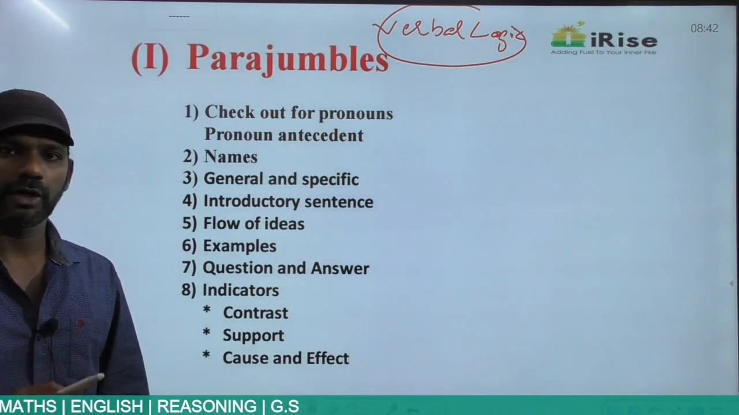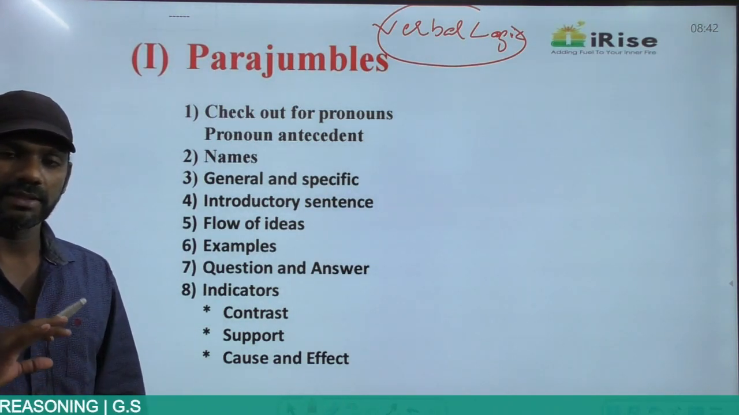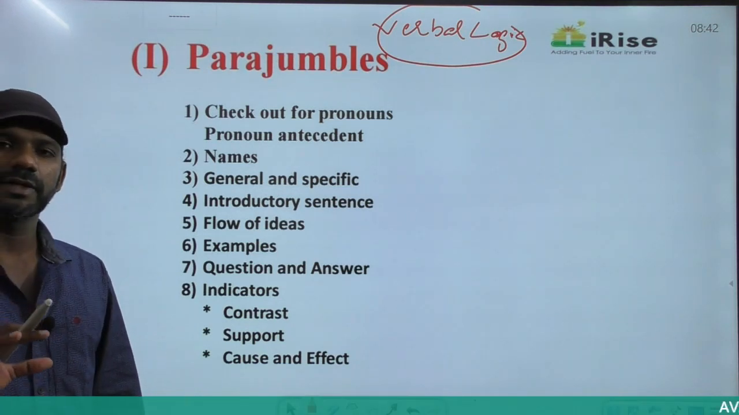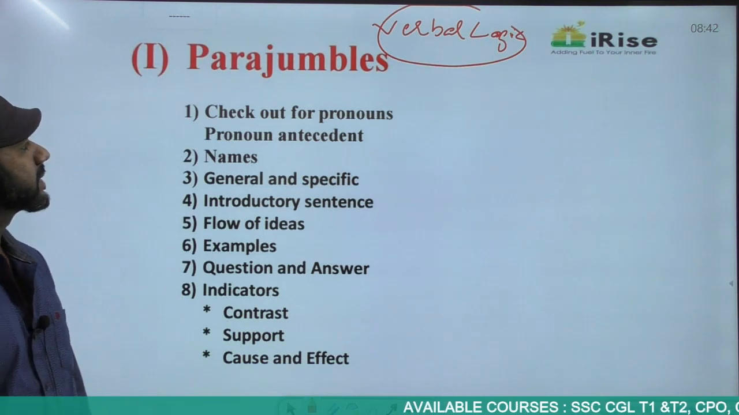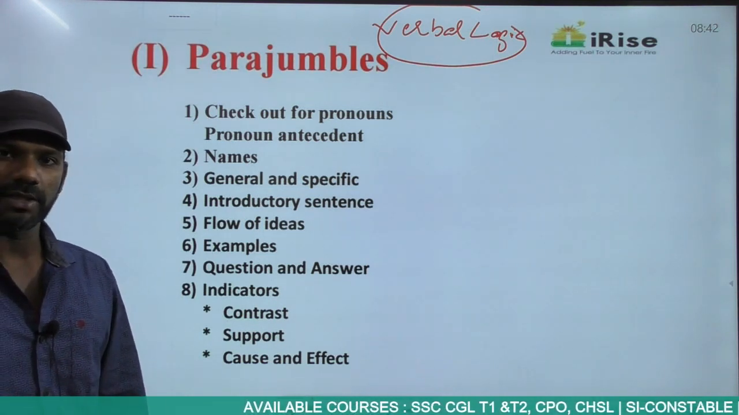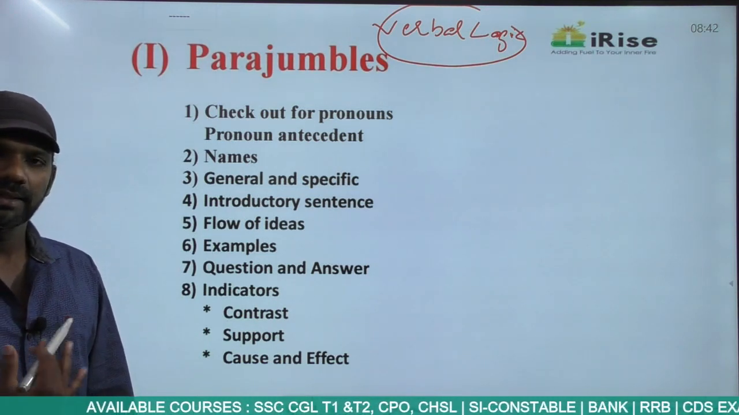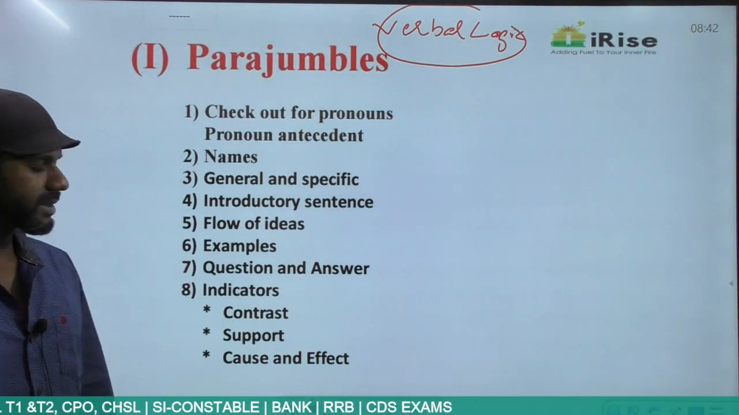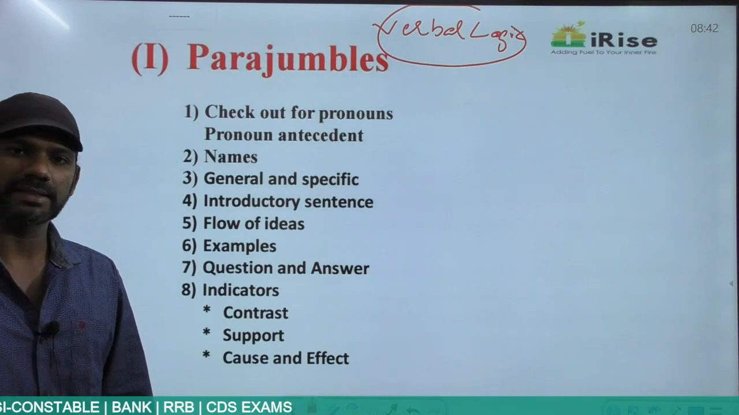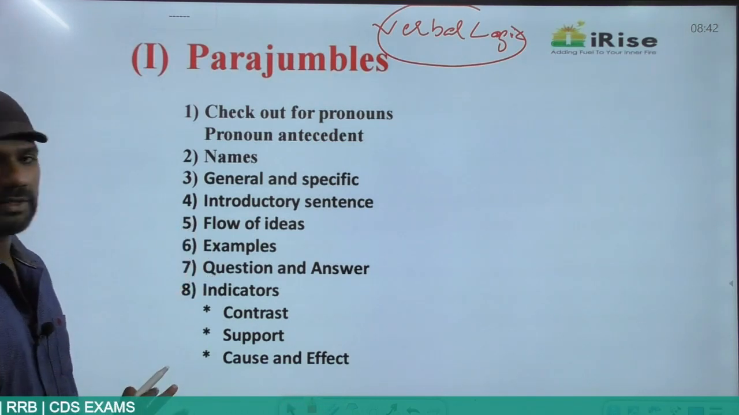We have already gone for reading comprehension. We have gone for the strategies in detail. We have tried solving a question based only on those strategies. Now as this topic parajumble comes under verbal logic, it has got some strategies. There are some strategies to approach this topic. We'll go for those strategies and then we'll try solving an exercise based only on these concepts.